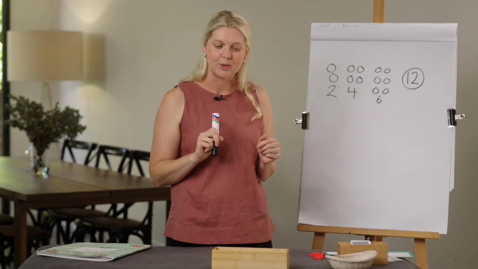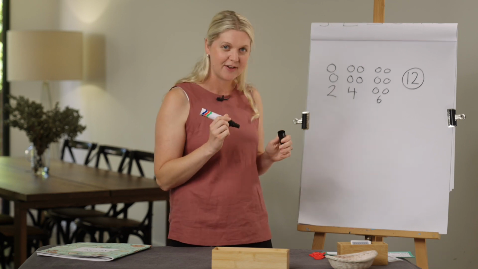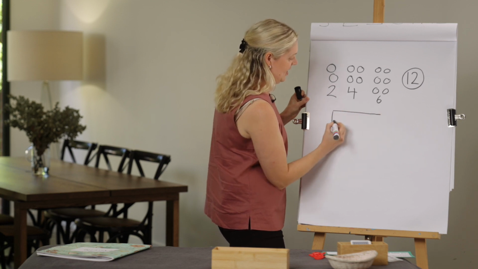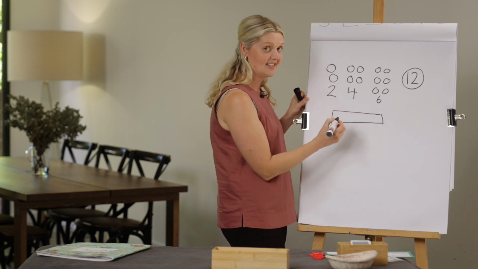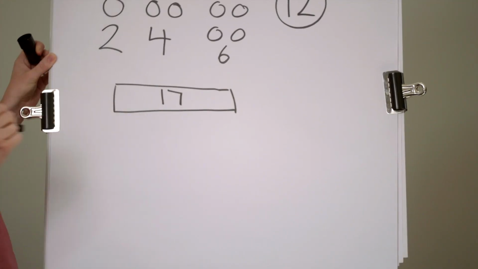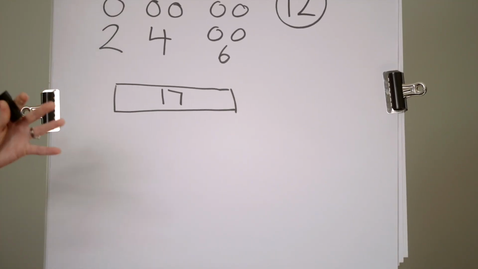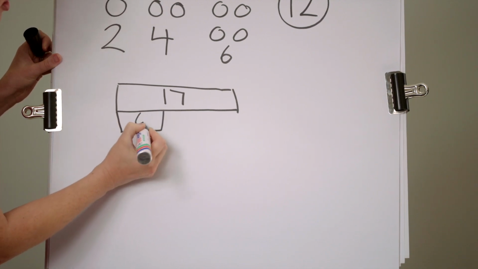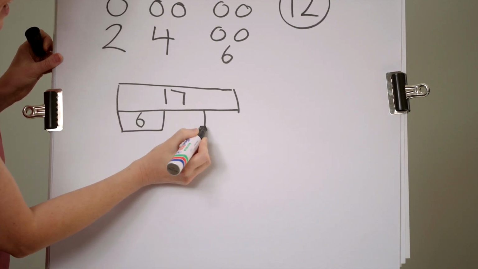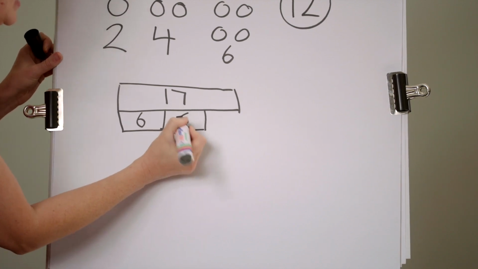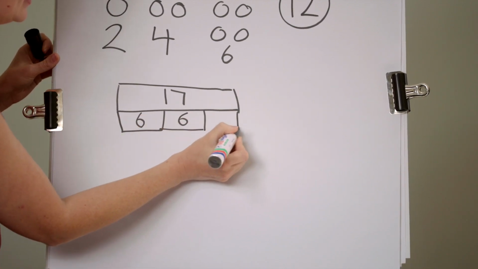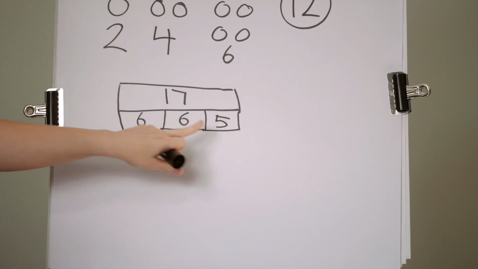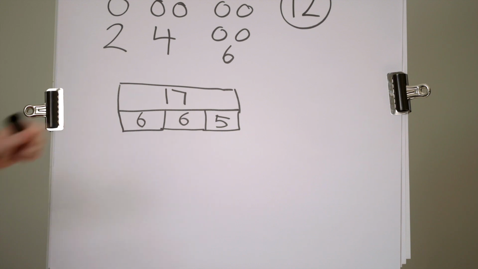Let's use a bar model to represent this. First, let's draw our total. This is 17. Now our 3 parts. We had 1 part of 6, another part of 6, and our last part was 5. 6, 6 and 5 is 17.